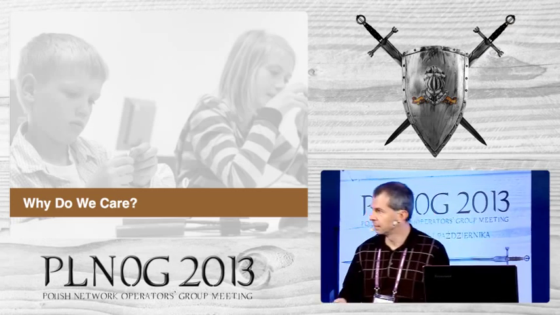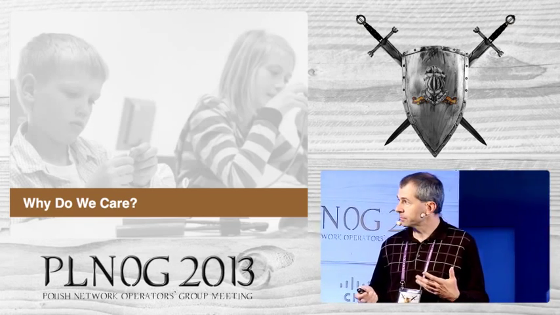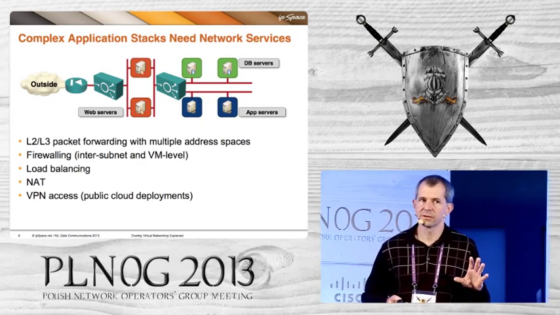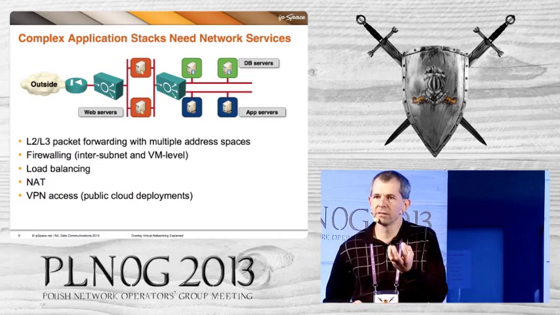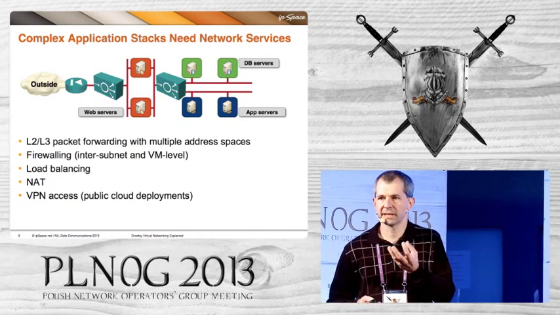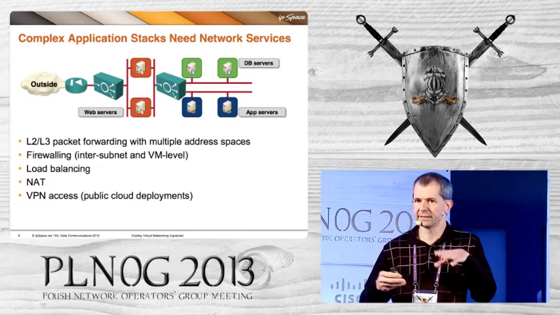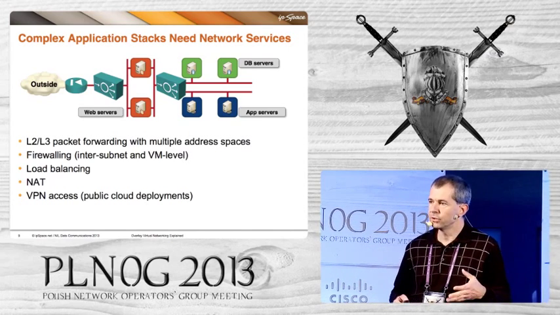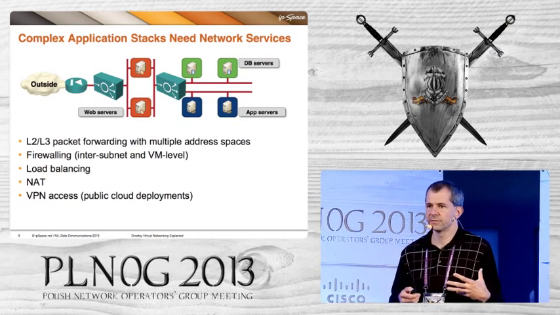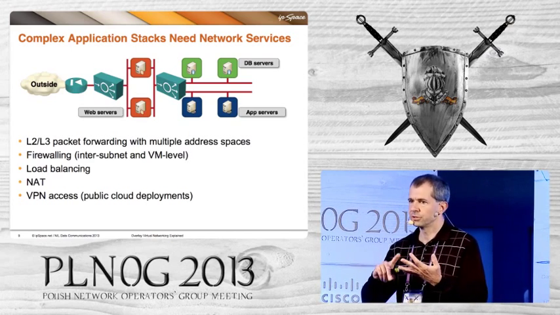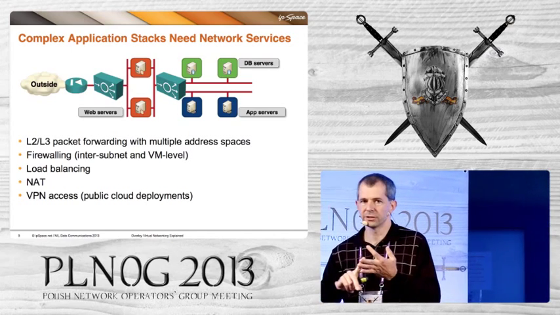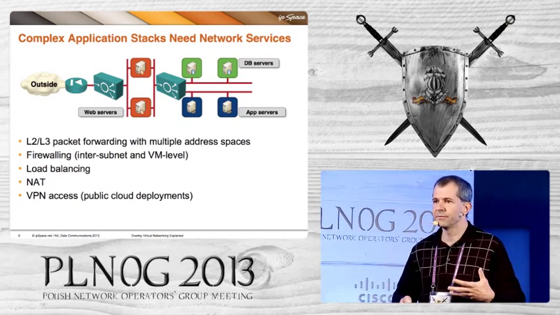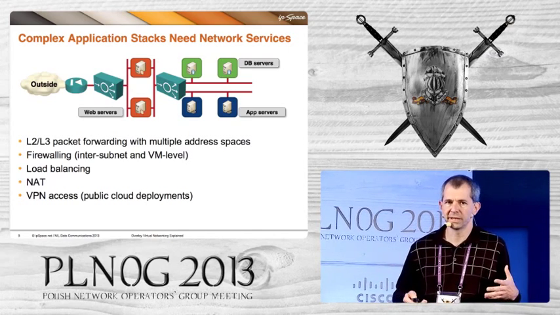Okay. So why do we care about this stuff? Very simple. Once you start deploying applications that run on more than one single virtual machine, so once you start having applications that have multiple web servers and an app server and a database server and an authentication server and so on, you have to introduce the network services. So you need load balancers, you need firewalls in your application stack, you need layer 2 and layer 3 segments.